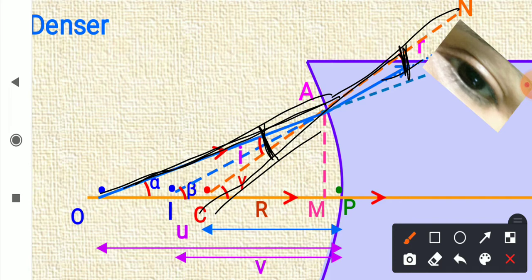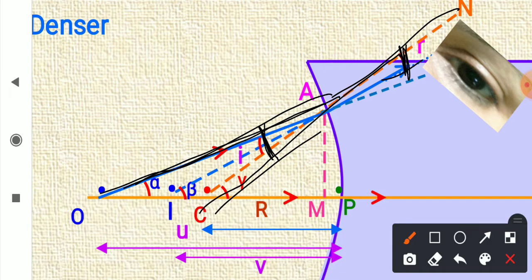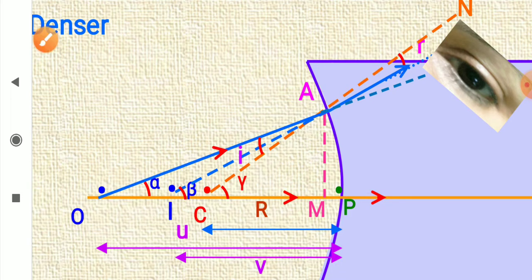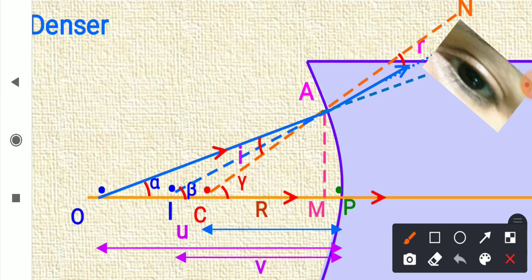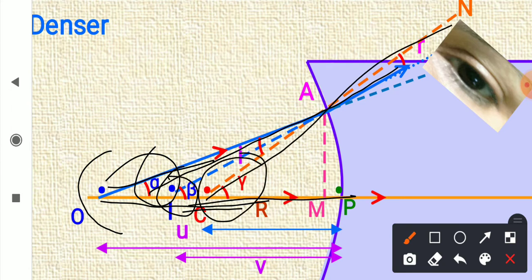You can see here R, the angle between... Now taking all other angles: this is the incident ray and the principal axis, alpha. This is the refracted ray and the principal axis, beta. This is the normal and the principal axis, gamma.